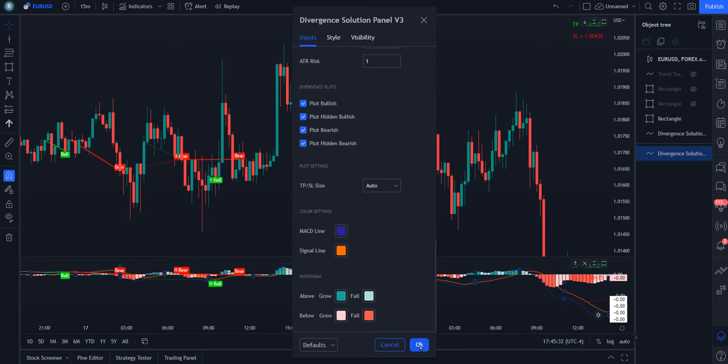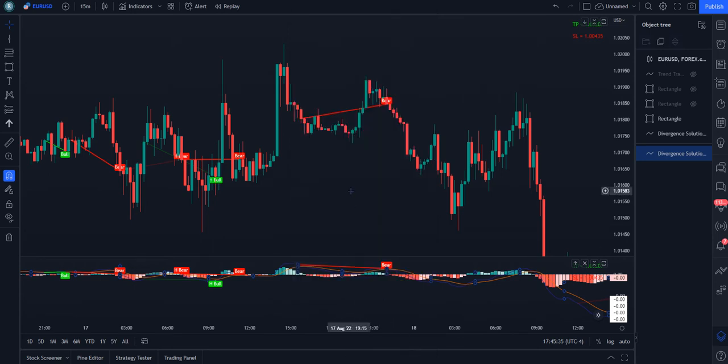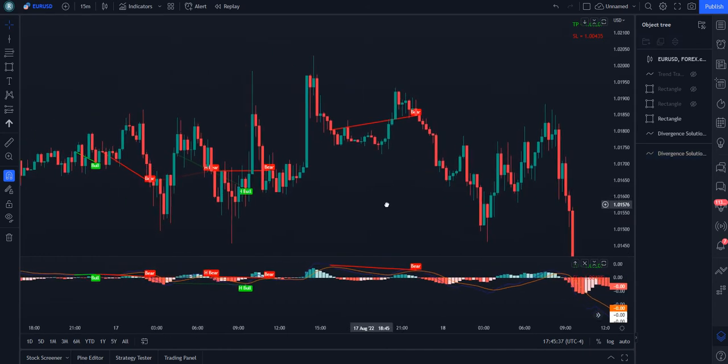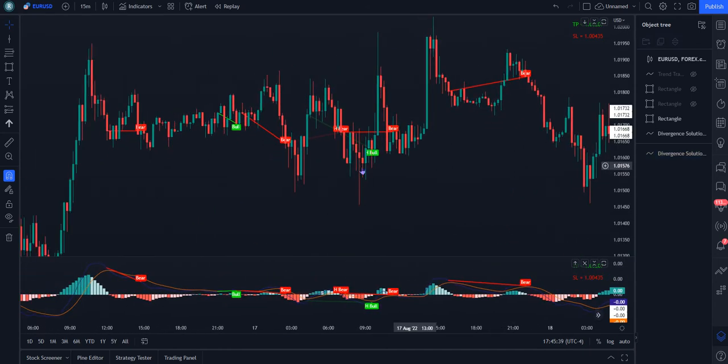So let's get into it. Now you can see here how it's plotting all the divergences going on, right? Bearish and bullish. And I do also want to make a note that if you change the settings in here for the oscillator part, you will also need to go into the chart indicator as well and change those settings to match up so that they are plotting the same divergences.